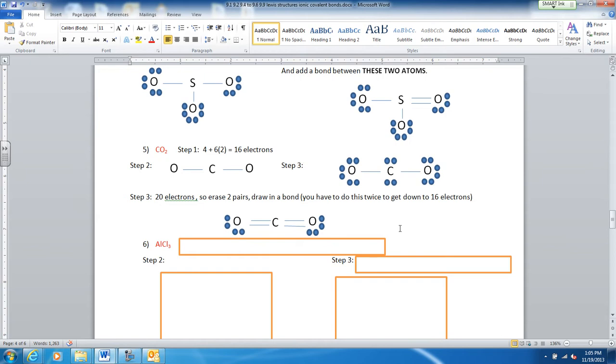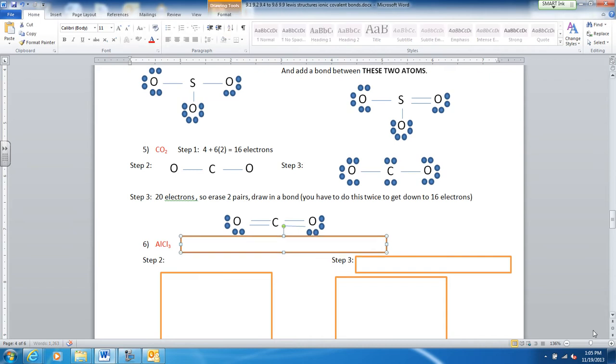Okay, now one of the things about this method is it makes sure that everybody still has an octet, 8 electrons. Let's just check this O. We have 1, 2, 3, 4, 6, 8. Remember, bonds count as 2. The carbon, 2, 4, 6, 8. The oxygen, 2, 4, 6, 8. Everybody keeps its octet, and we have the right number of valence electrons. So the total electrons has to equal your total number of valence electrons. And if you check any of these final answers, you'll find that every atom has an octet of electrons around it. Okay, last one, AlCl3.